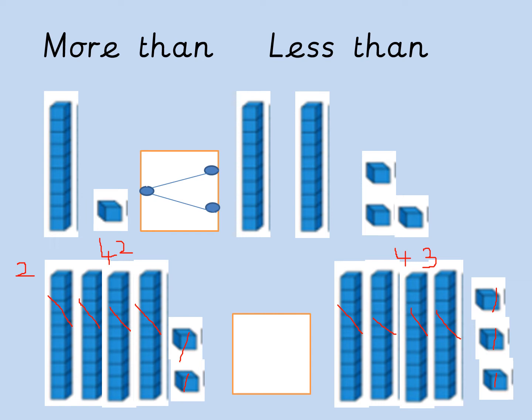So we would do our dots, 2 dots showing more than, 1 dot showing less than, and then join them up.